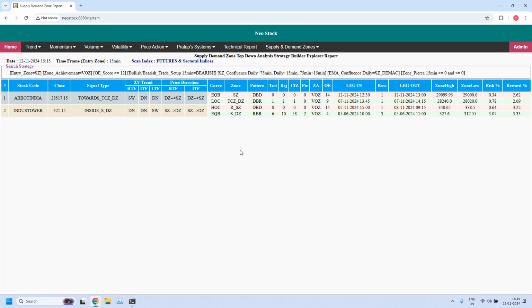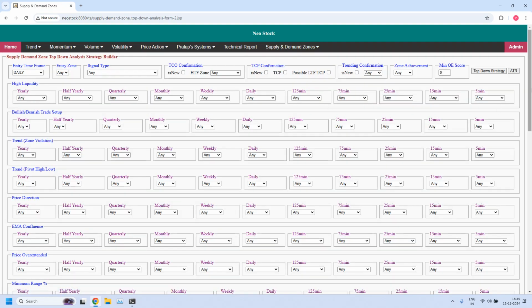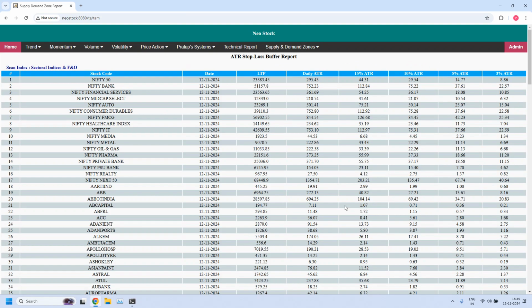So this is about bearish trade setup for daily income trade. And in the final report, let's verify stop buffers based on daily ATR. First 17 in this list are indices, remaining all are equity stocks. I keep on scrolling the list down, whichever stock you want to refer, there you please pause the video. After that you can proceed further. Okay, I am scrolling the list down.